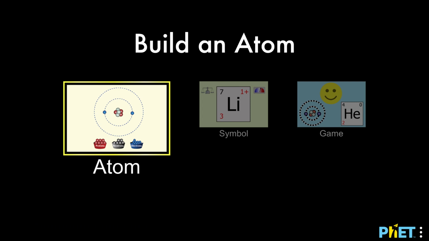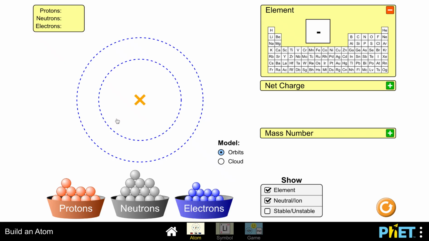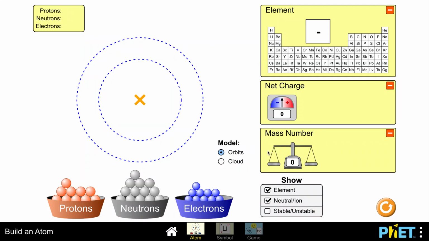You'll have some different choices here, but we're going to be building atoms, so we're going to click on that one. And you'll see that we can build pretty much any atom that we want. We have lots of them here in the periodic table that we can look at. We can look at the charge, how heavy it is, how much mass it has, and whether or not it's stable or unstable, whether or not it's neutral or it's ionic, which means if it has a charge. And so you're going to be playing with this.